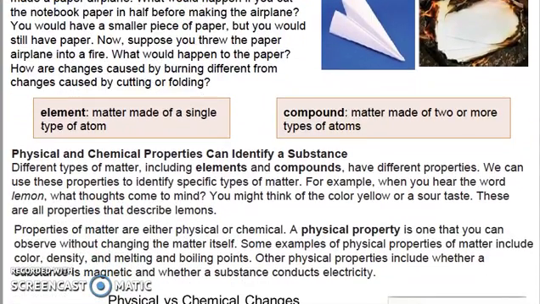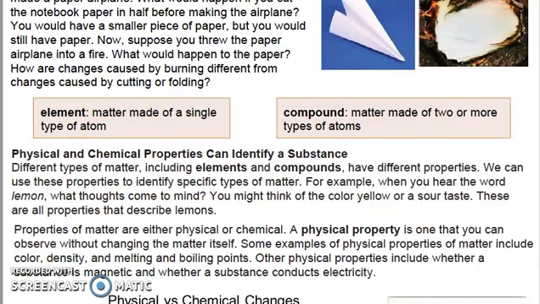Physical and chemical properties can identify substances. Different types of matter, including elements and compounds, have different properties. We can use these properties to identify specific types of matter.